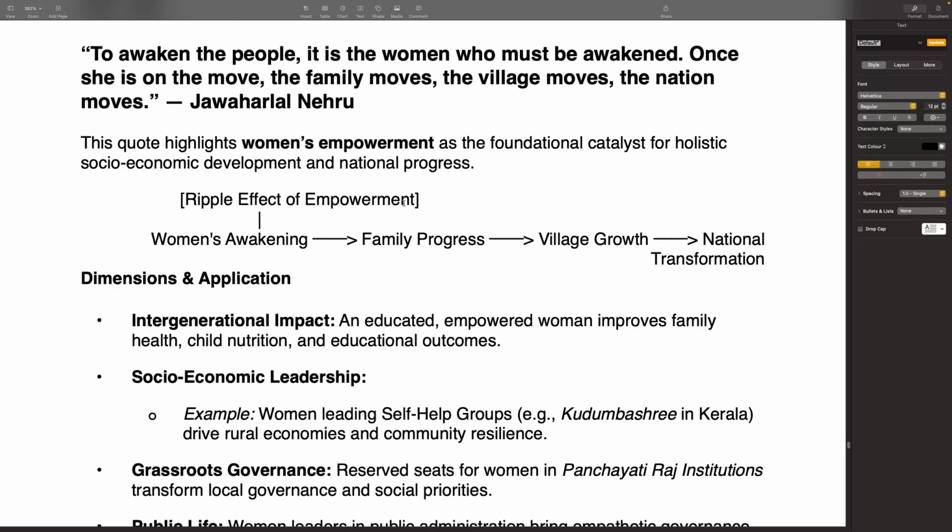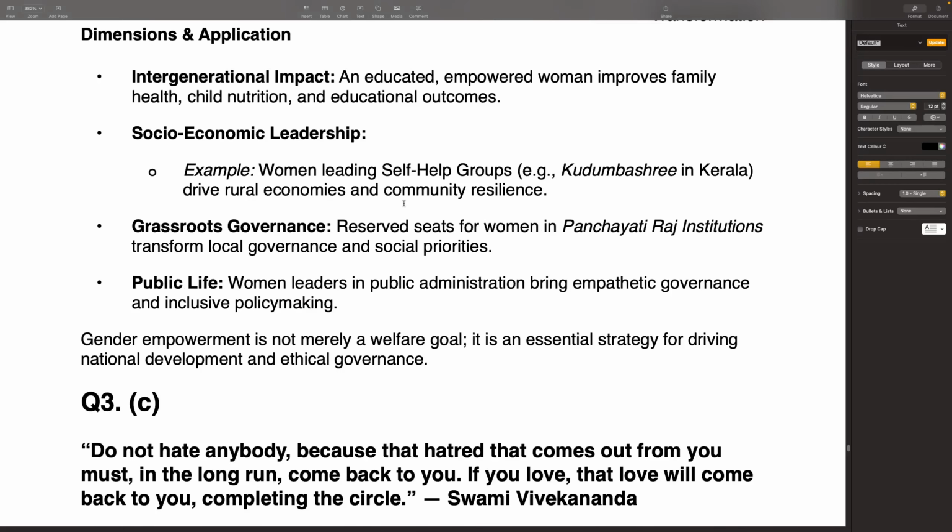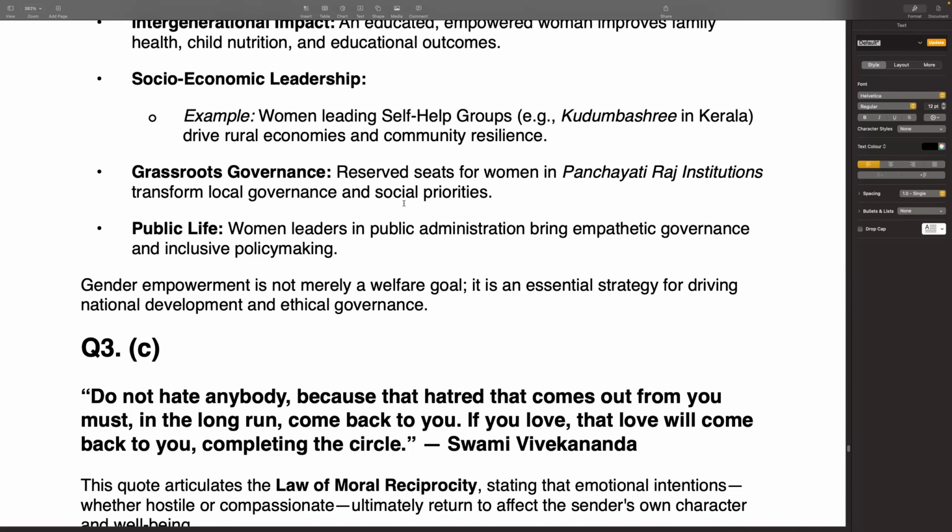An educated, empowered woman improves family health, child nutrition, and educational outcomes. Socio-economic leadership, example: women leading self-help groups like Kudumbashree in Kerala drive rural economies and community resilience. Grassroots governance: reserved seats for women in Panchayati Raj institutions transform local governance and social priorities. Public life: women leaders in public administration bring empathetic governance and inclusive policy making. Gender empowerment is not merely a welfare goal, it is an essential strategy for driving national development and ethical governance.